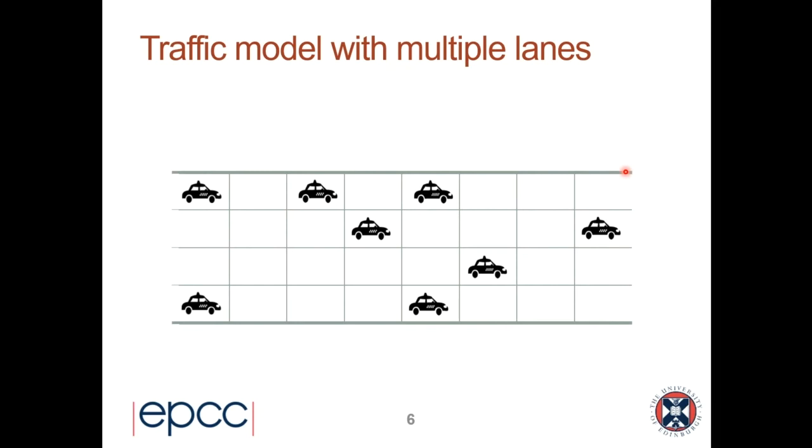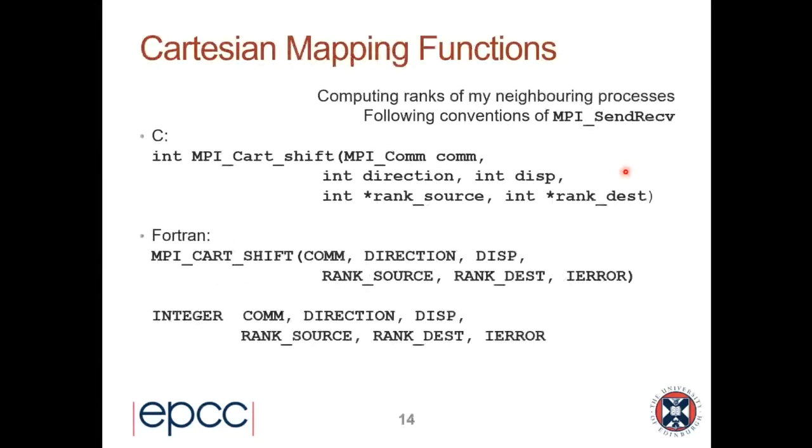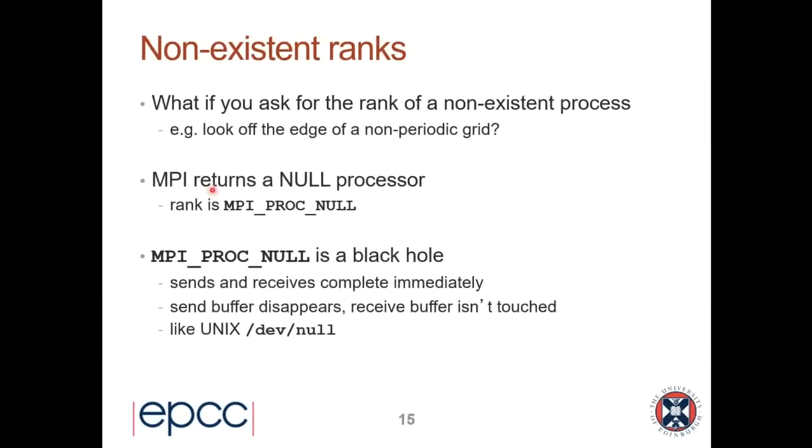Well, if you use this MPI cart shift, it does something quite elegant. It gives you the null processor. MPI returns a null processor. The rank is MPI proc null. That's nice because it means you don't have to write special code for the boundaries.